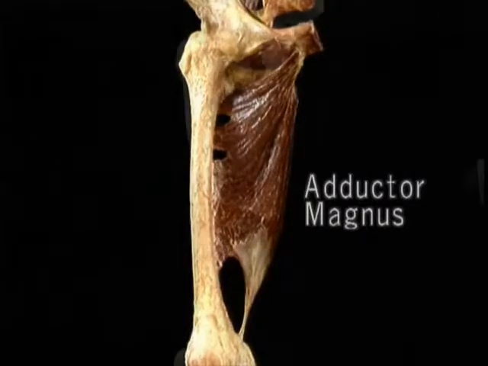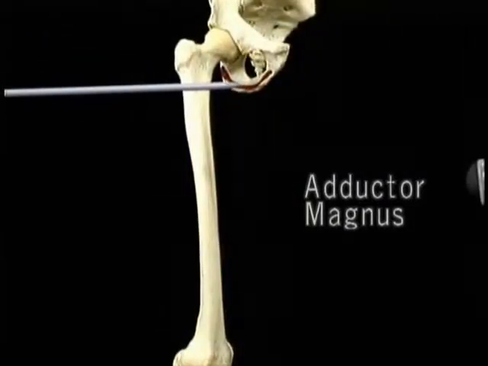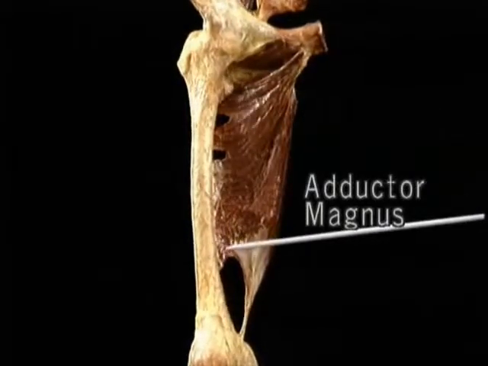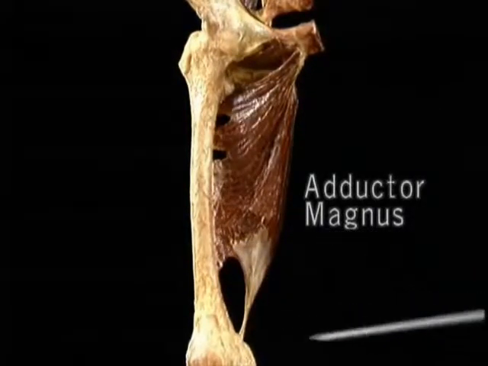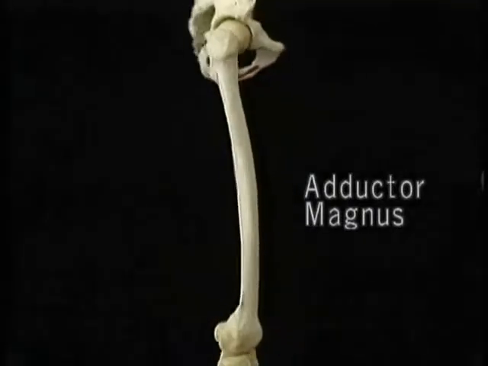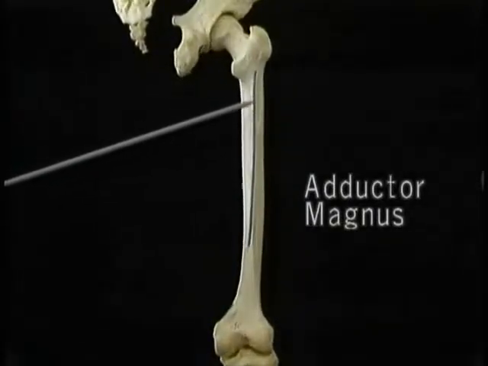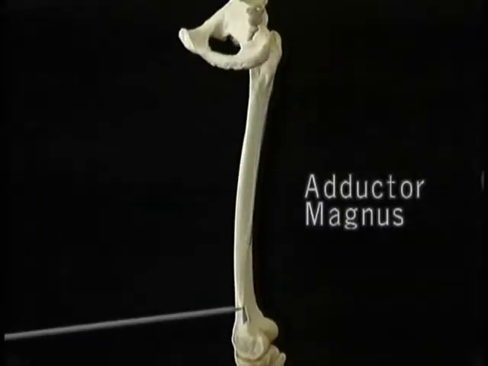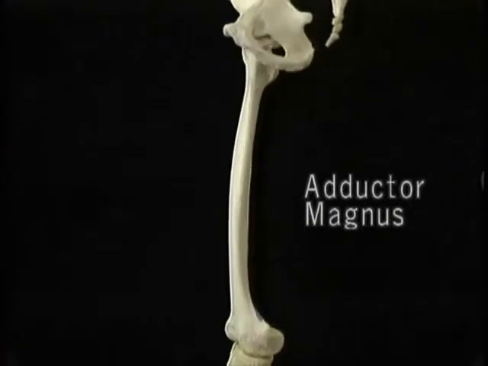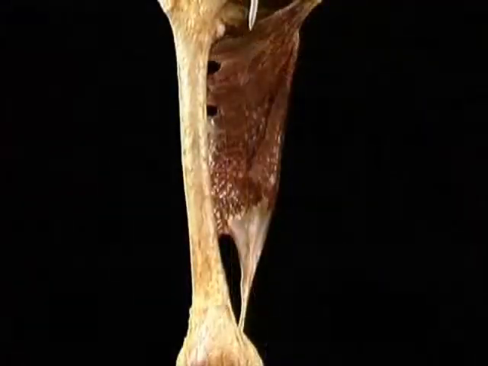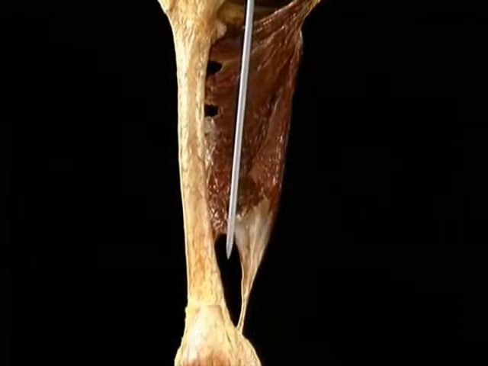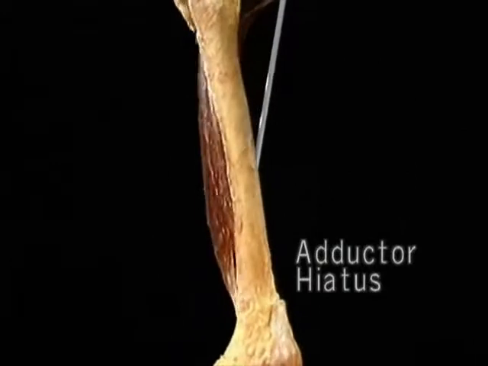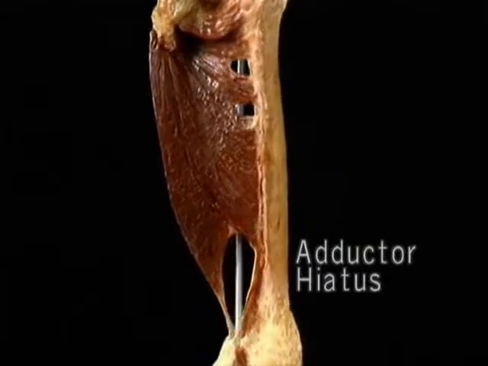Adductor magnus arises from the outer border of the ischiopubic ramus. Its insertion is in two parts, with a gap in between. The upper part of adductor magnus inserts here on the linea aspera. The lower part inserts here on the adductor tubercle of the femur. The gap in adductor magnus is the adductor hiatus. The main blood vessels to the leg pass through here from the front of the thigh to the back.